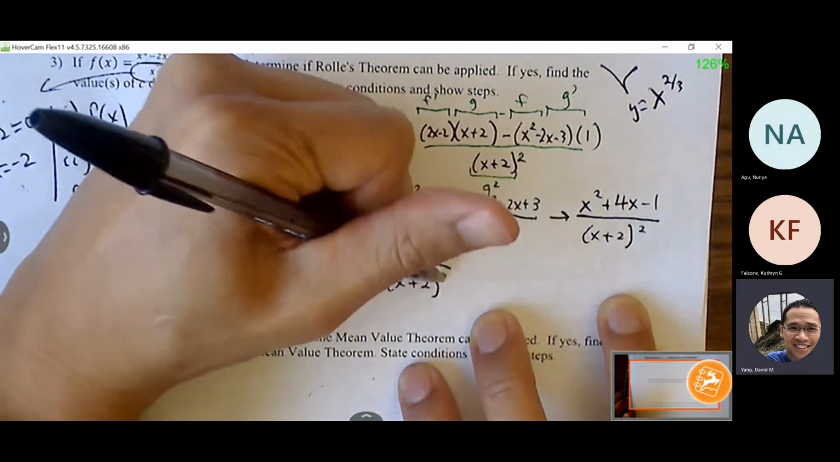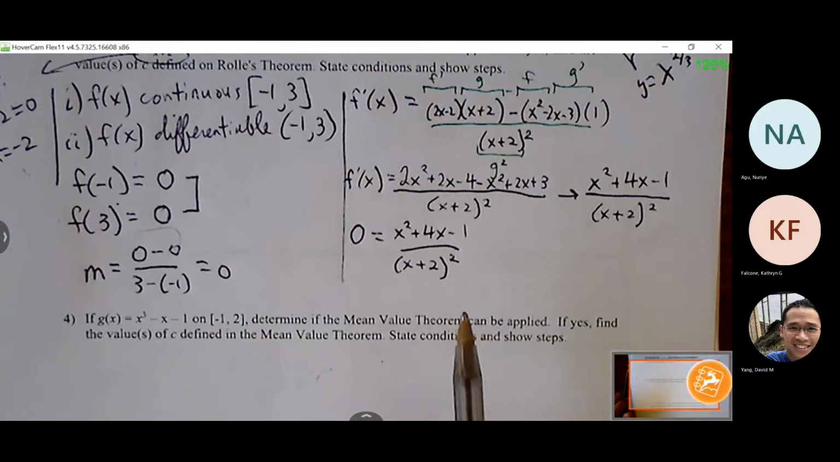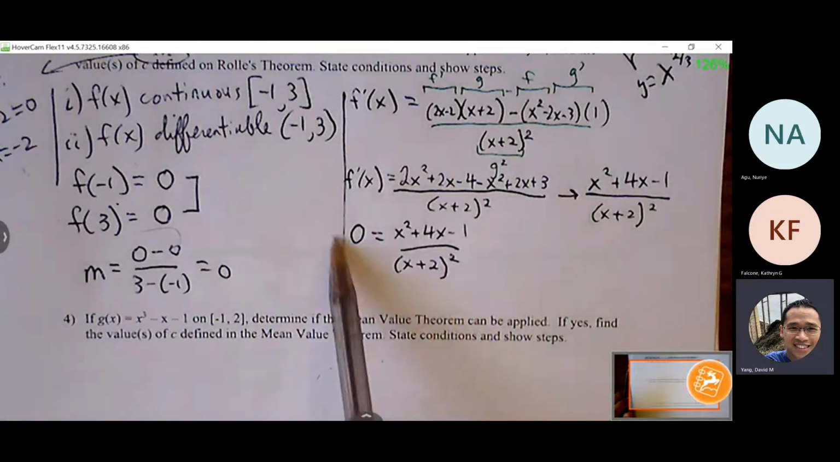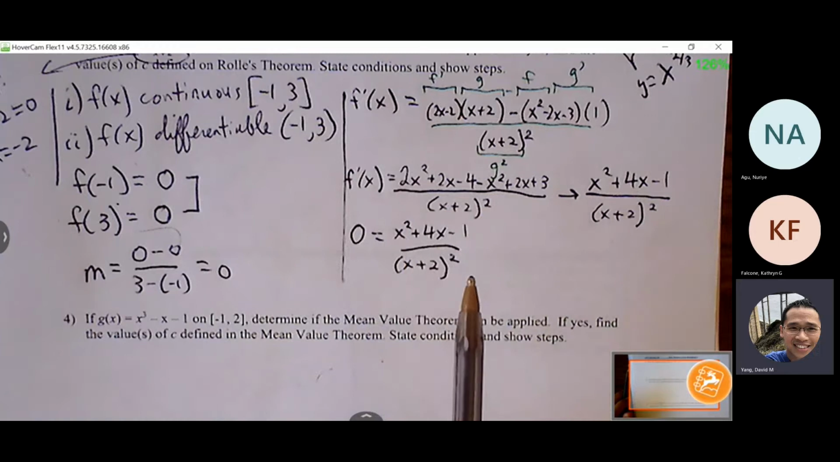So I'm purposely looking for slope 0. What do I set equal to 0? Or how would you proceed from here? Actually, just the numerator. Why is it just the numerator here, but then with other things, we set the numerator and the denominator equal to 0?